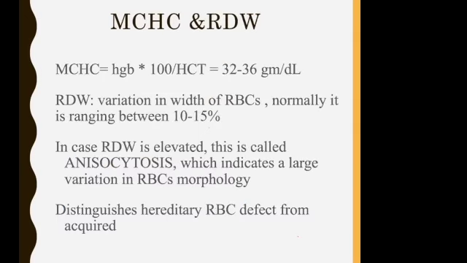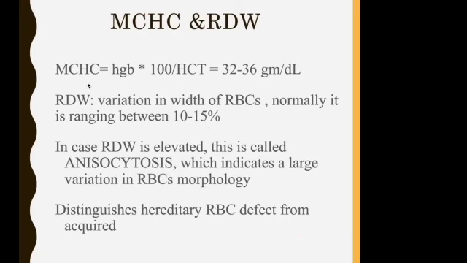And then followed by that, we need to know the MCHC, the mean hemoglobin concentration, and the RDW, the red cell distribution width. The red cell distribution width is just that RBCs vary in width. The variation can range between 10 to 15%. In case an RDW is elevated, this is called anisocytosis. What does that mean? It's the variation in width.